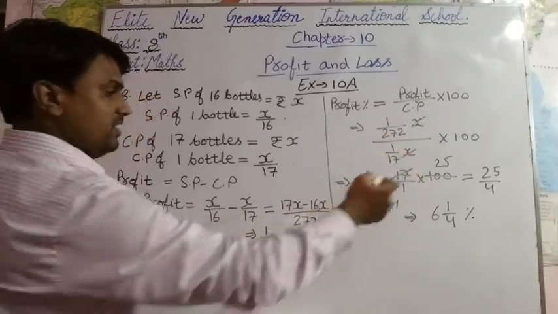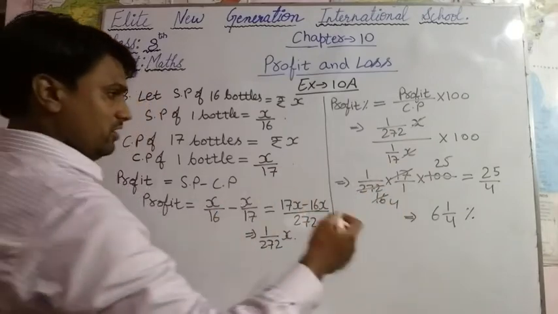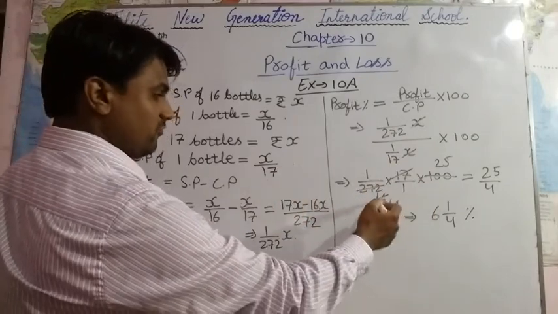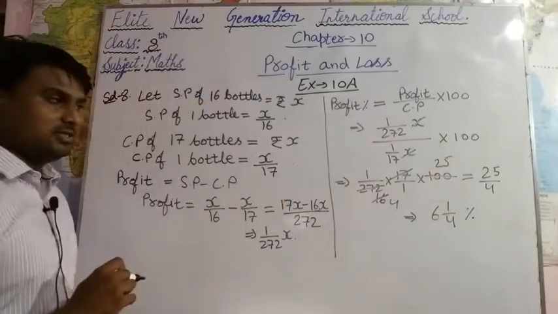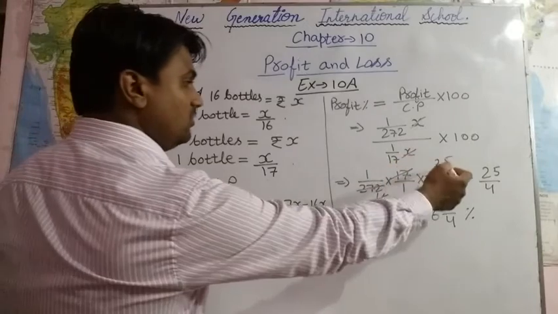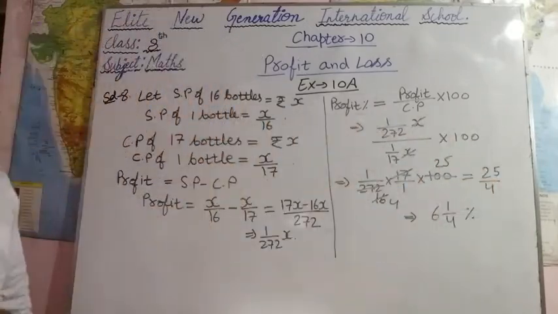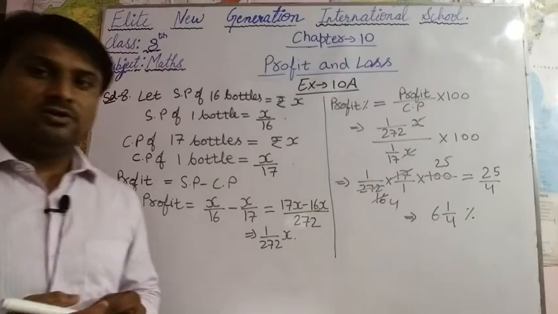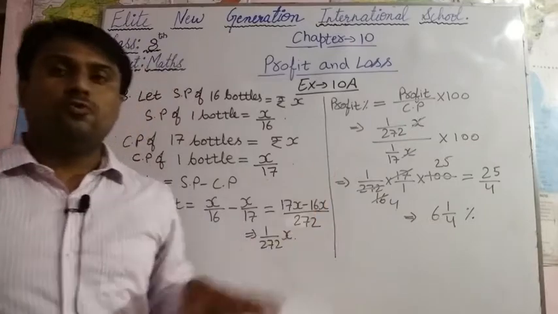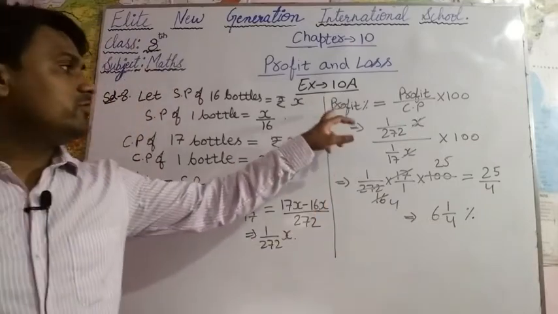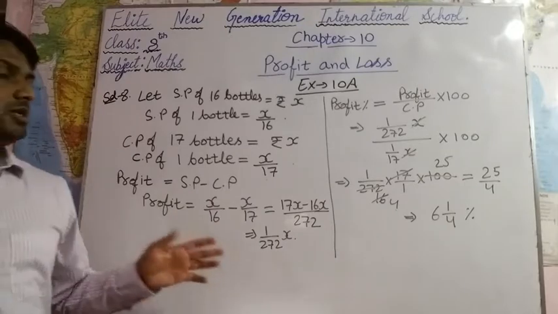Now solving, 272 will be cancelled by 17, 16 times. Now here we can cancel this by 4 times. So 4 times 4 is 16, and 4 times 25 is 100, so it will be cancelled. Now here 1 into 25 will be 25, and 25 upon 4. Now when we divide 25 by 4 and find it in mixed form, it will be 6 whole 1 upon 4%. So we can say that the profit percent will be 6 whole 1 upon 4%. So this will be the answer.